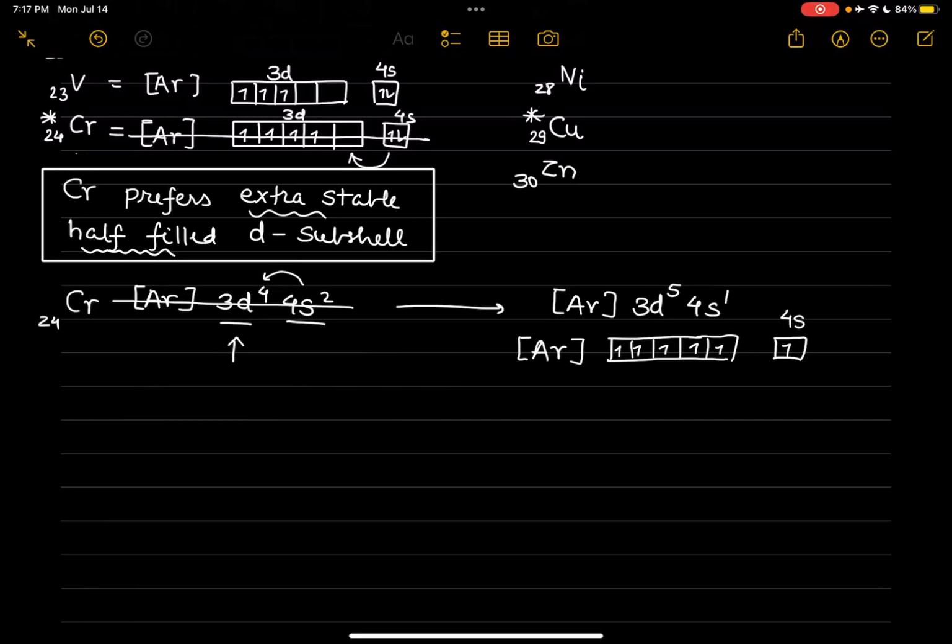The actual detailed reason is that when you have these electrons in the orbitals belonging to the same subshell, they tend to exchange their positions.